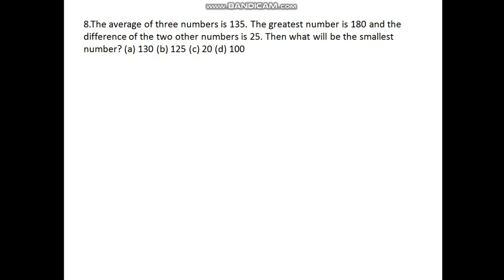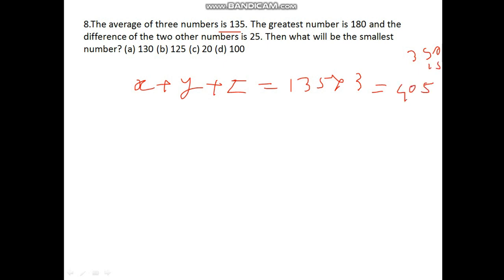the average of 3 numbers is 135. So we take the total number as 405. And let's say Z is the greatest number, and the difference between the other two numbers is 25. Then what would be the smallest number?